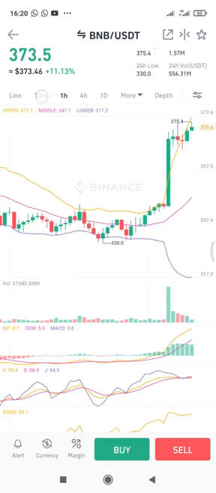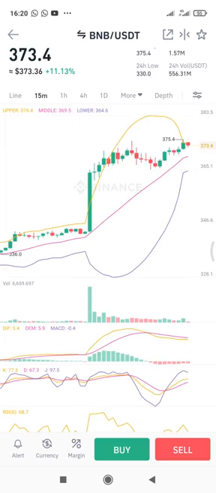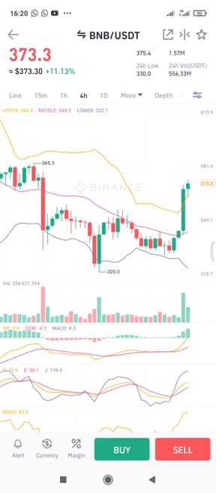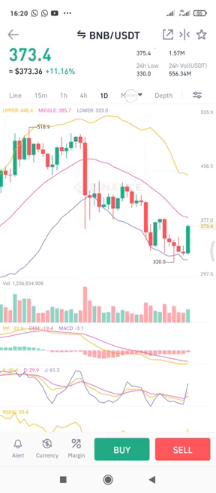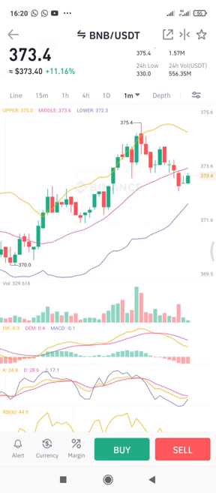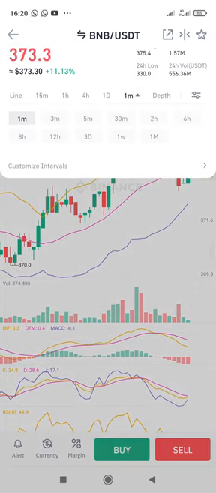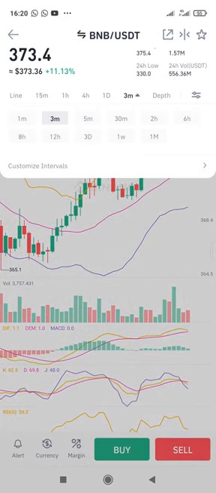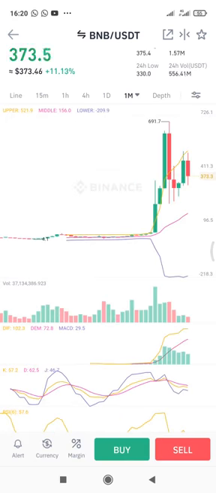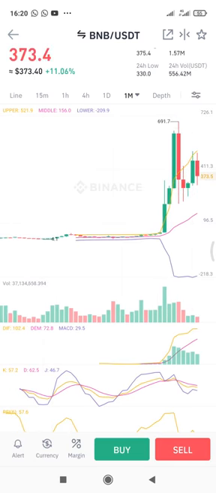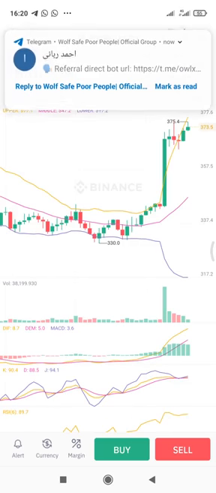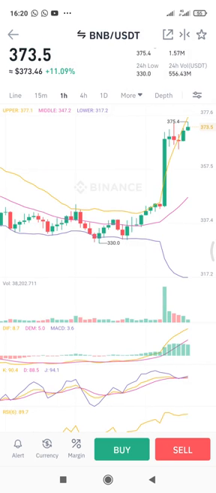Let's change the time frame to 15. So all the candles, both red and green, represent 15 minutes. 4 hours, exactly the same. 1 day, exactly the same. You can change to 1 minute. Each of these candles represents 1 minute of action in the market. Then 1 month, you can see the all-time high. Alright, so let's go back to 1 hour candle, and in 24 hours BNB has risen up to 11%.